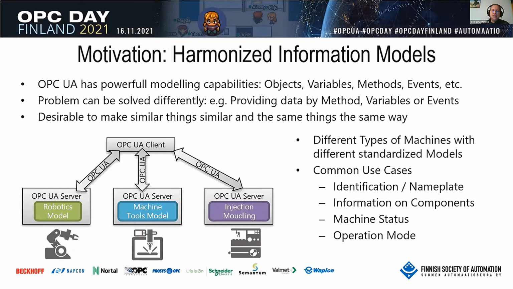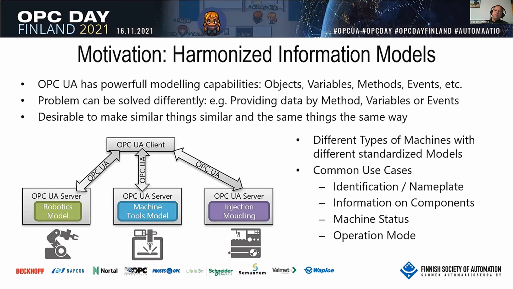If you look at OPC UA's information modeling capabilities, you can do a lot of things. You have objects, variables, methods, events, and so on. There are various ways to do things, but that also means that a problem can be solved differently. For example, if you want to provide quality data of a machine, you can do this by accessing it via a method, providing variables that you can read or subscribe to, or providing events. And although the quality data of different machines might be completely different, it would be nice to always use the same mechanism to access it.